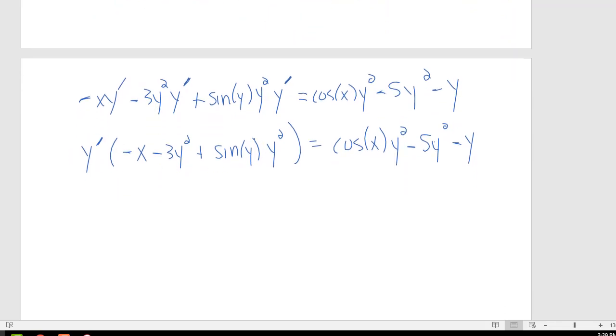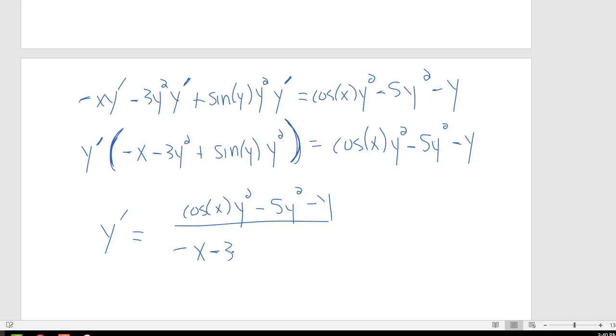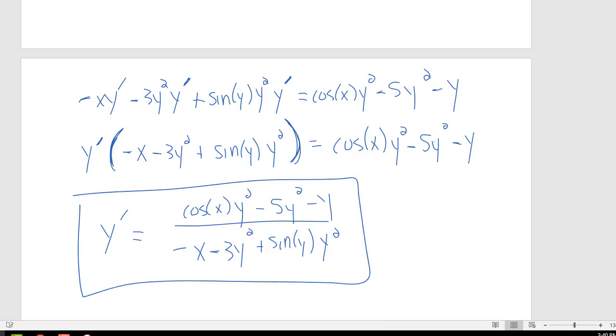So now that I have found y prime by itself as a factor, this factor I'm going to divide off. So I'm going to divide to the other side. So I end up with cosine of x y squared minus 5y squared minus y all over that factor of negative x minus 3y squared plus sine of y times y squared. And technically I'm finished there, and there is my derivative y prime for that example.